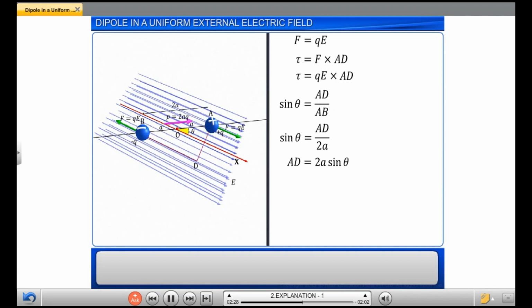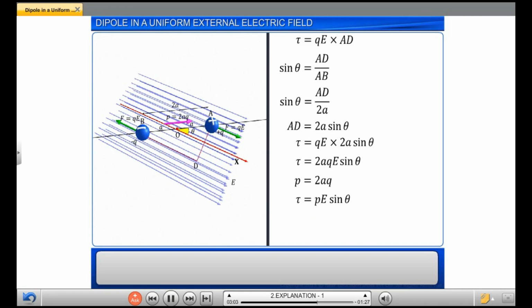Substituting the value of AD in the expression for torque, tau is equal to QE into 2a sin theta, or tau is equal to 2aQE sin theta. But the dipole moment p is equal to 2aq. Therefore, we have torque tau is equal to pE sin theta. This is the expression for the torque experienced by a dipole when placed in a uniform external electric field. Since pE sin theta is equal to p cross E, we have torque tau is equal to p cross E.